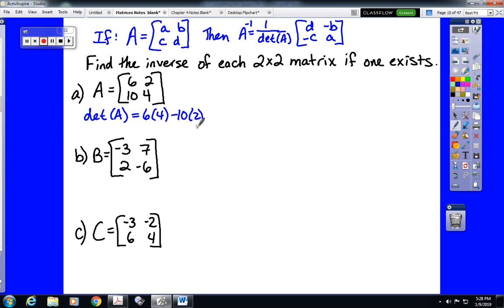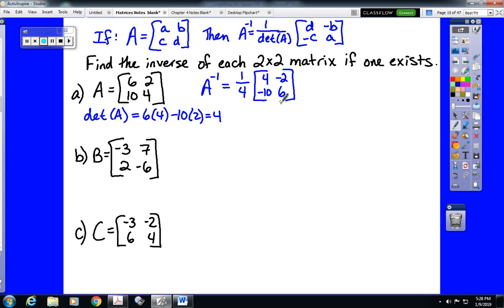And we're not going to go over why that is, because you should know from a previous lesson. That is 24 minus 20, or 4. So there is an inverse, because this is not equal to 0. So next we go to writing the inverse, which would be 1 over the determinant, which is 1/4. That goes in there. We're going to switch the 4 and the 6, and we're going to change the signs on the other two numbers.